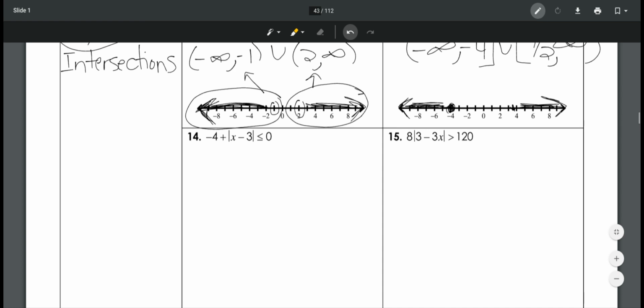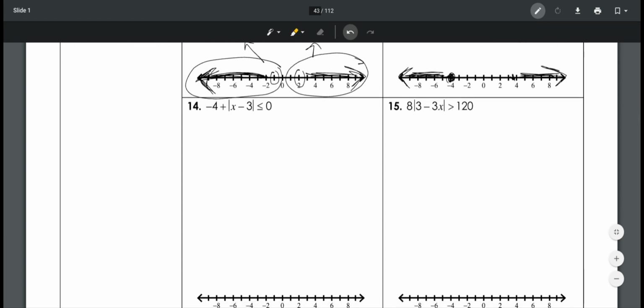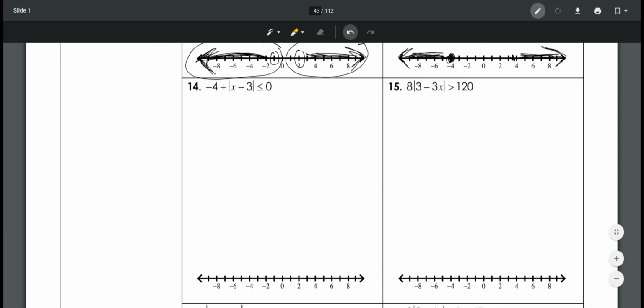Now, the second two examples are intersections. If you pay attention to the way that we graph these, if you know for a fact that they are an intersection, you are going to end up with a special type of graph. So the first thing I need to do is add 4 because I need to isolate my absolute value. So I get the absolute value of x minus 3 is less than or equal to 4.